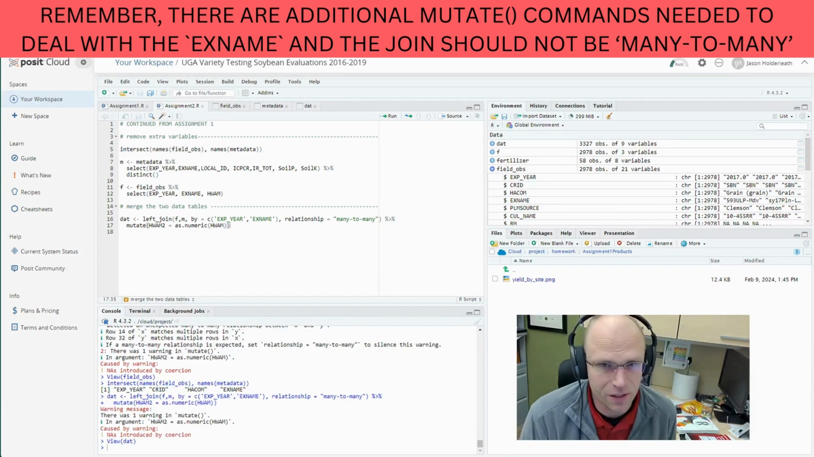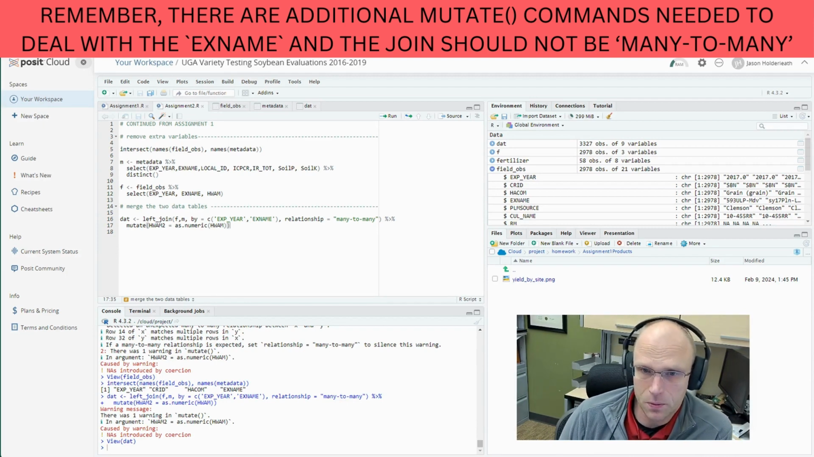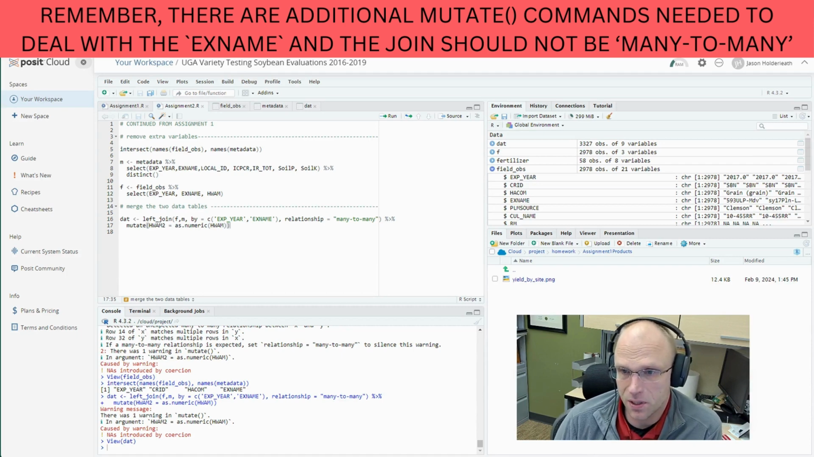So after diving into this a little more, I'm not seeing a way, without contacting them, to determine which field observation goes with which of those two duplicates. So what we're going to do for the purposes of the class is use the many-to-many, and hopefully that's not going to be too bad.